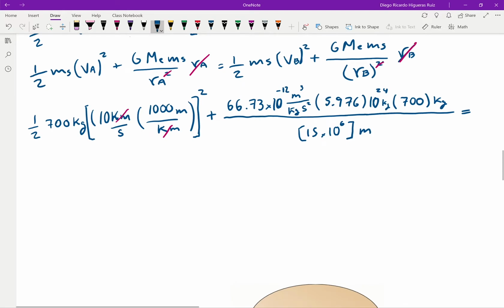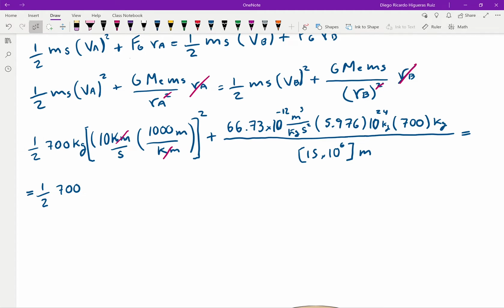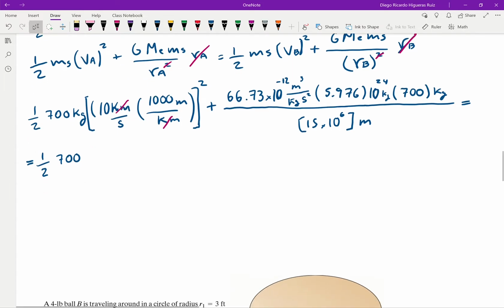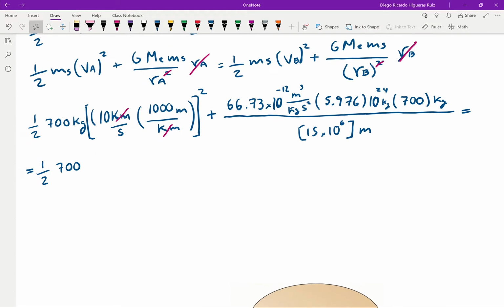Let's go ahead and solve for the other half. At this point I'm not going to write the units, but it's just going to follow the same units as the first term of the equation. So we're going to have 1/2 times 700 multiplied by v squared. We don't know that. That's what we're trying to find.